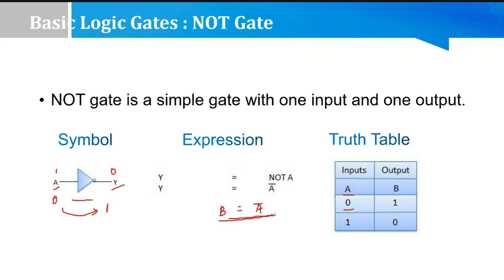So if you give the input as 1, you will get the inverted, so the output will be 0. Whatever input you give, it will give the inverted of that. So this is the NOT gate.